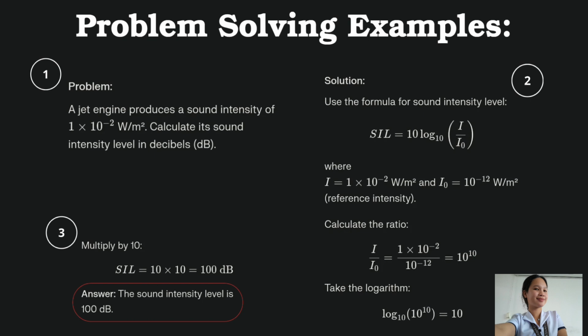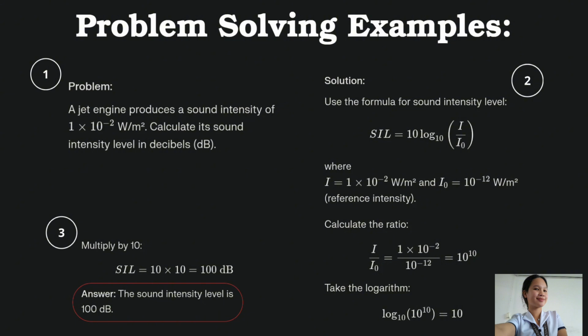So now let's substitute the values. I over I naught equals 1 times 10 to the power of negative 2 divided by 1 times 10 to the power of negative 12. When dividing powers of 10, we subtract the exponents. Negative 2 minus negative 12 equals 10. So we get I over I naught equals 10 to the power of 10.